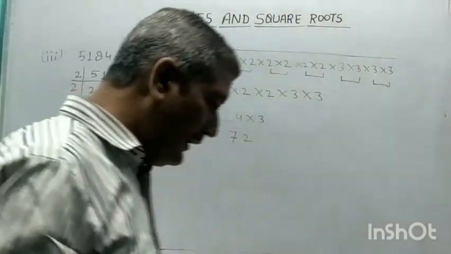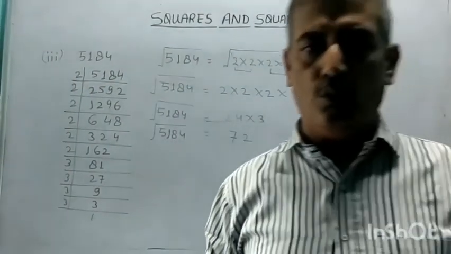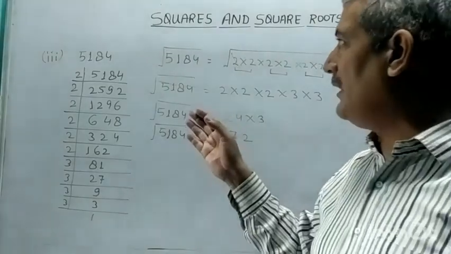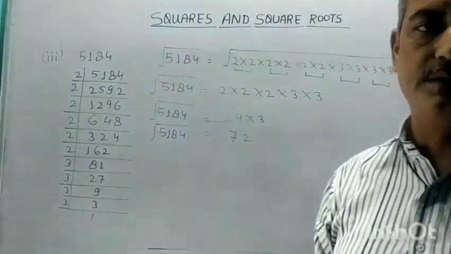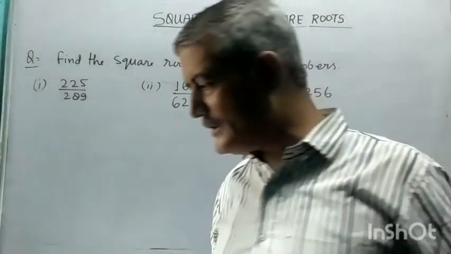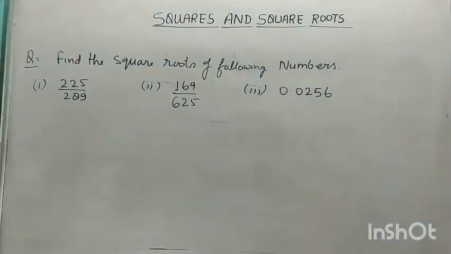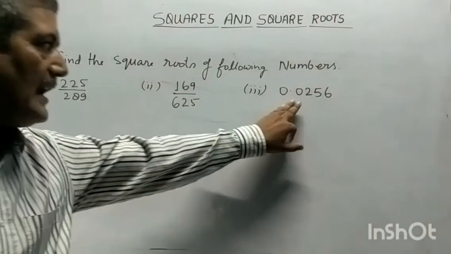Now I have explained to all of you how to find the square root of perfect square numbers. Now in this question I explain how to find the square roots of a rational number, or if the numbers are in decimal.